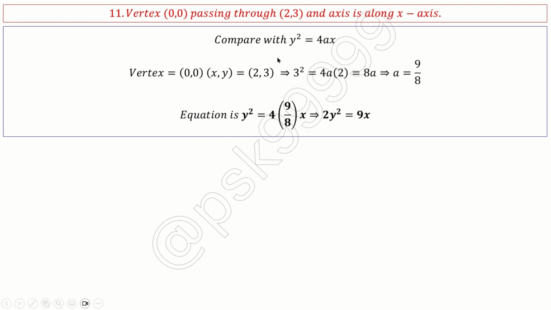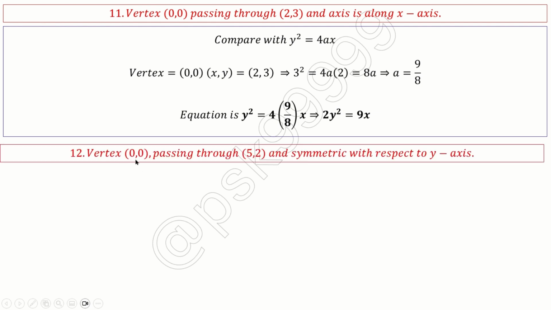Here the vertex is given and the parabola is passing through (2, 3), and the axis is along the x-axis. Because the axis is along the x-axis, my equation will be y square equal to 4ax. The vertex is (0, 0), and it is passing through (2, 3). So if I substitute (2, 3), I get 3 square equal to 4a times 2. From this I can get the a value, which is 9/8. So my equation is y square equal to 4 into 9/8 x, which is 2y square equal to 9x. This is my equation of the parabola.